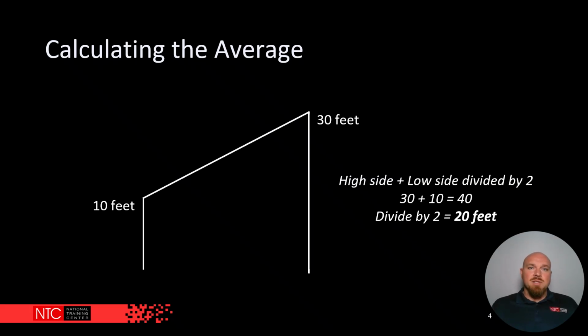So high side's 30, low side is 10. That brings us up to 40. We can divide by 2, so now the average height is 20 feet.